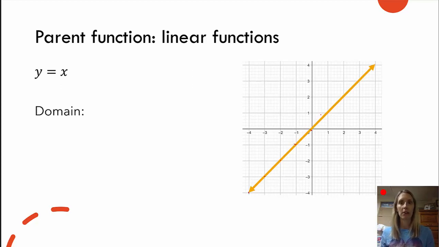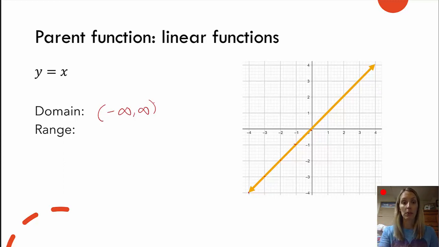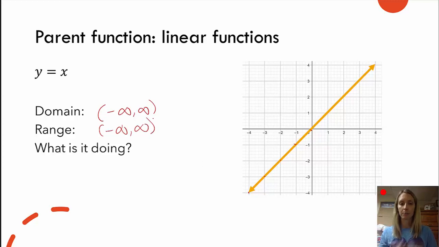Well, is there any value for x that we're not allowed to plug in? No, it's linear. We're allowed to plug in anything. So the domain is -infinity to infinity. How about the range? Well, if we're hitting every x value, we must be hitting every y value too. So the range is going to be from -infinity to infinity also.